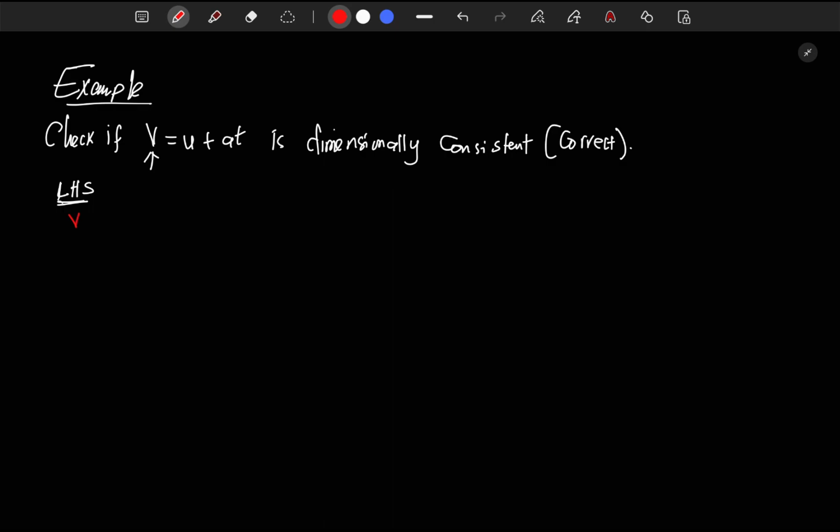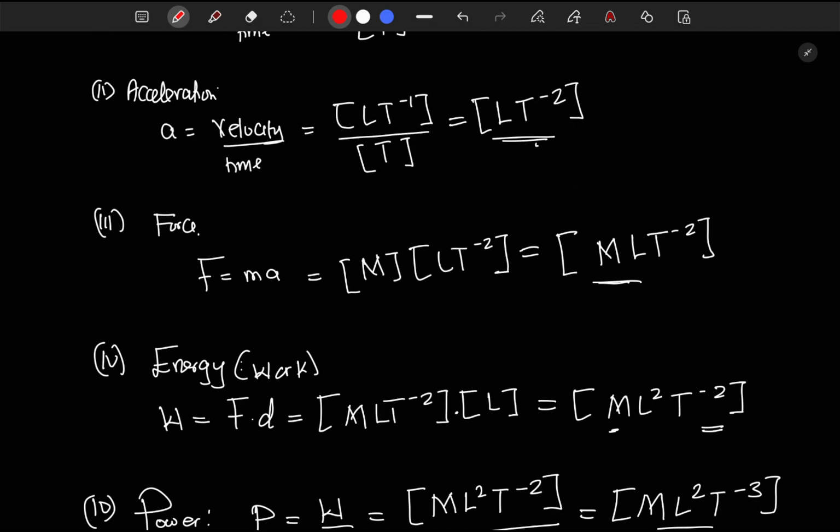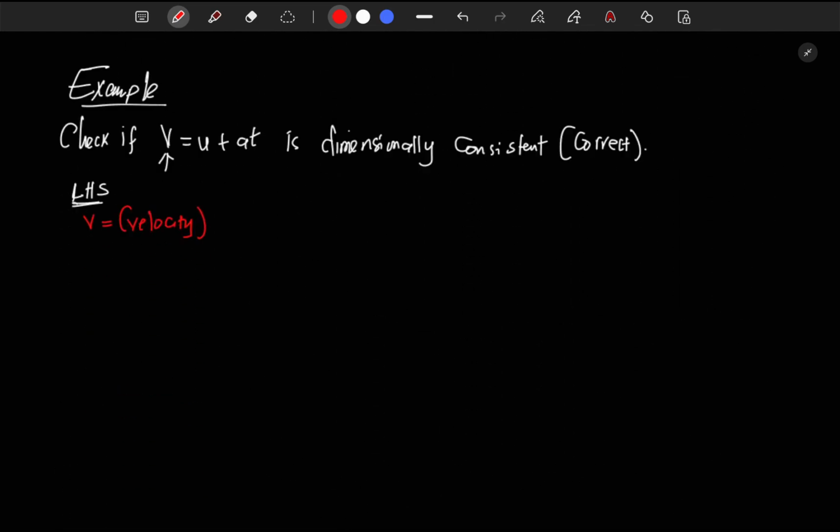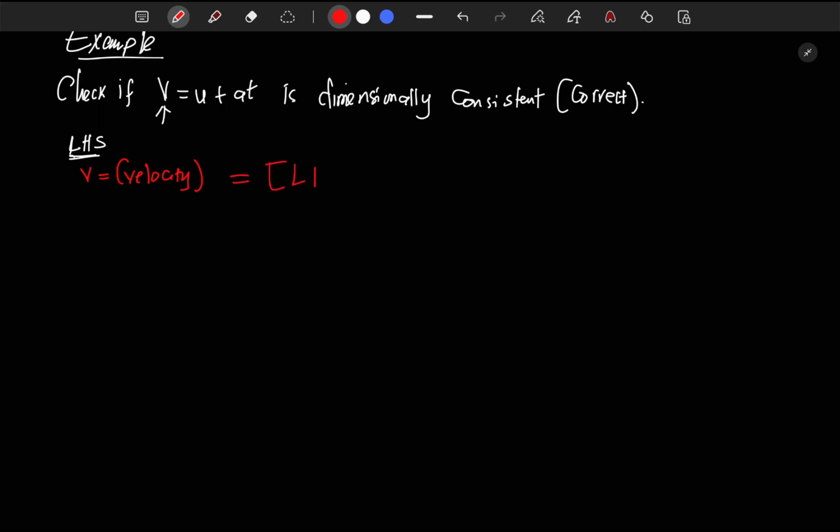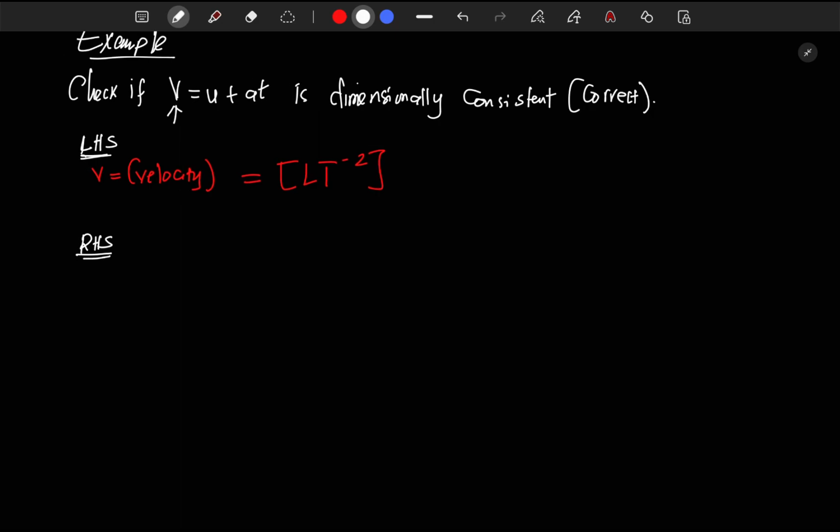Let's prove that it's correct. We're dealing with v, which is just the velocity, and we just found what velocity is: LT^-1. That's the left hand side. Let's go for the right hand side. The right hand side is u plus at, where u is velocity, a is acceleration, and t is time.